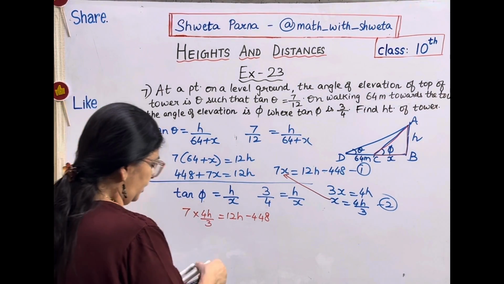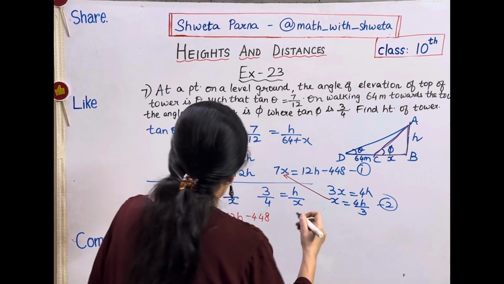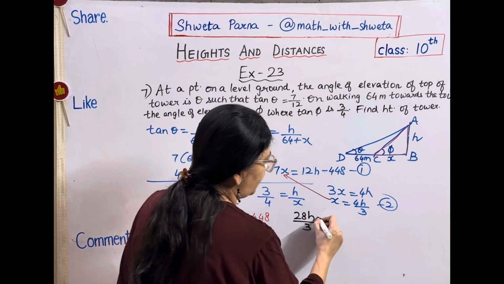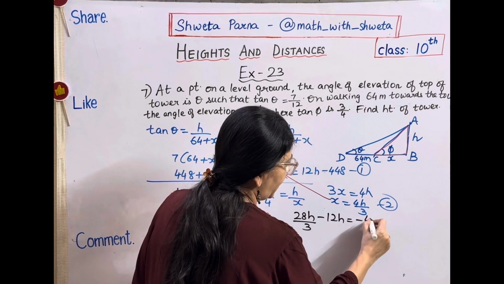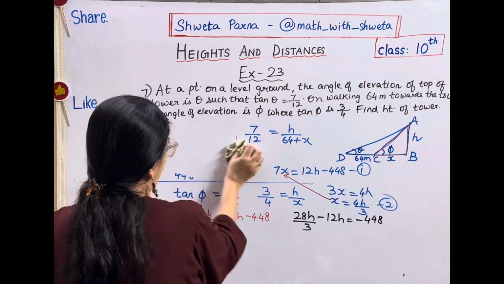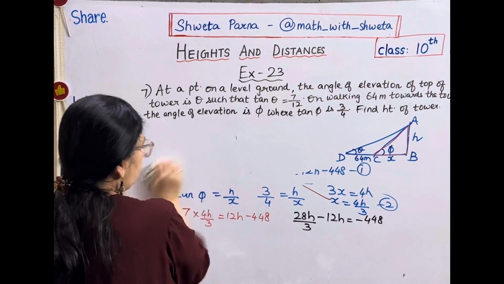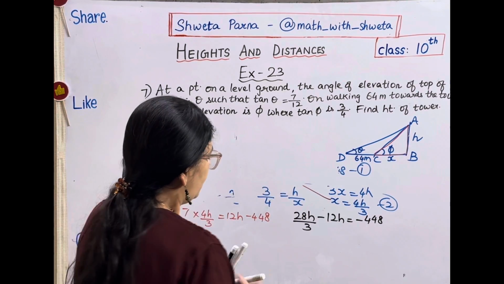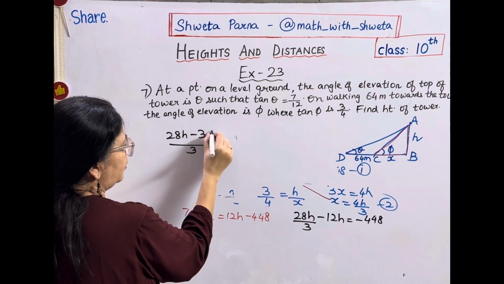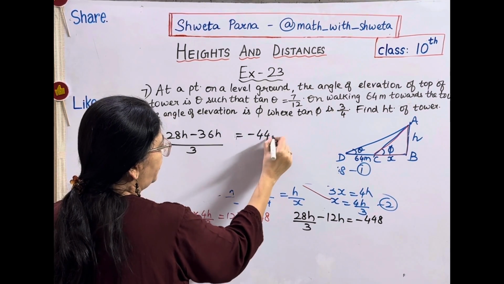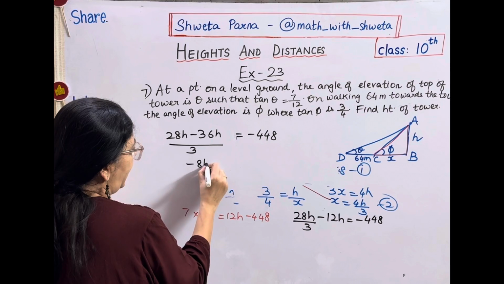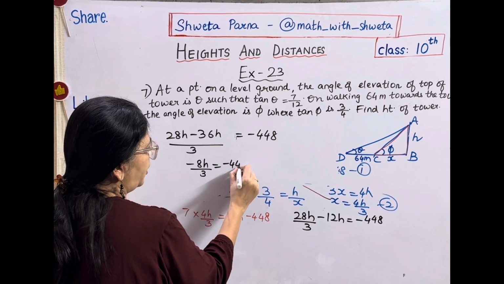Now this will become 28h upon 3. Take 12h to this side, minus 12h is equal to minus 448. Let's solve here. Take the LCM, LCM is 3. 28h minus 36h is equal to minus 448. So this will become minus 8h upon 3 is equal to minus 448.